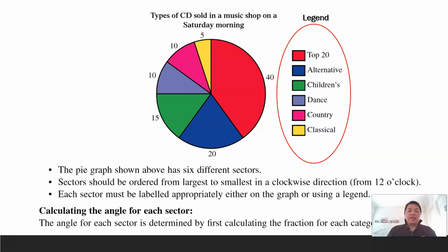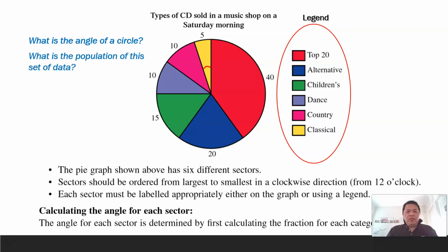So I'll use classical as an example. All of us know the angle of a circle, isn't it? The sum of angles within a circle, sometimes we call it a revolution angle. And then we also need to know the population of this set of data. Population means the total number of CDs sold in the music shop in this case. That's the population, that's the total.